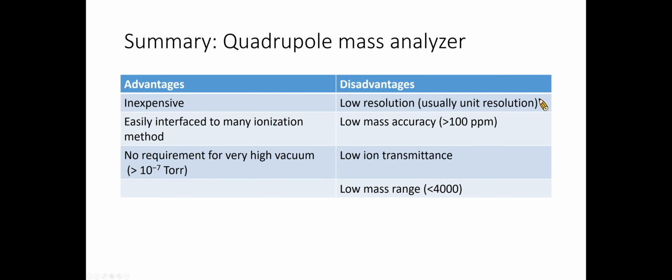the quadrupole mass analyzer is relatively cheap, can be operated at relatively high pressure, and can easily couple with many ionization methods. The limitations of the quadrupole mass analyzer include a low mass resolution, usually unimass resolution, low mass accuracy, low ion transmittance, and low mass range.